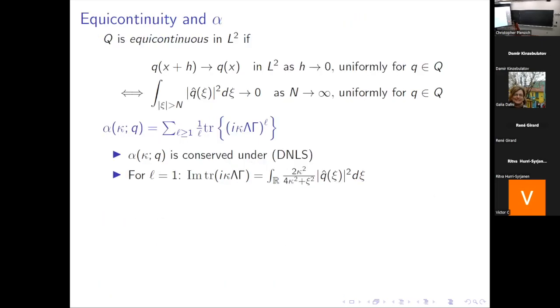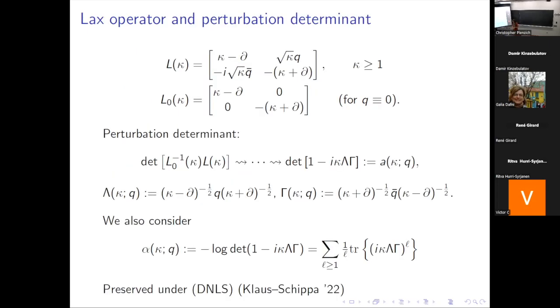Okay. Now, how is this alpha going to help? So we get this new collection, this new family of conservation laws, right? I have one conservation law for every kappa, right? So I have infinitely many conservation laws. And what I claim is that these are better suited to my problem than the previously known polynomial conservation laws.